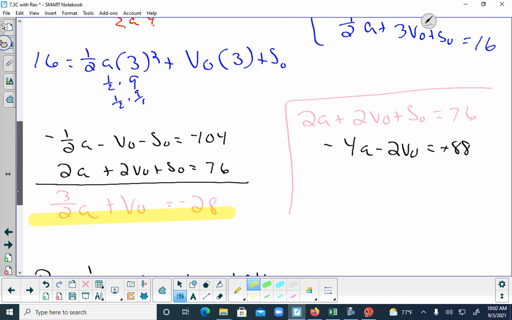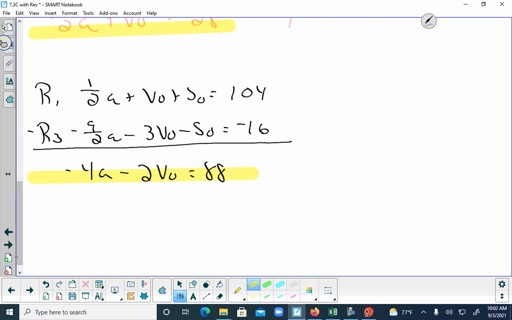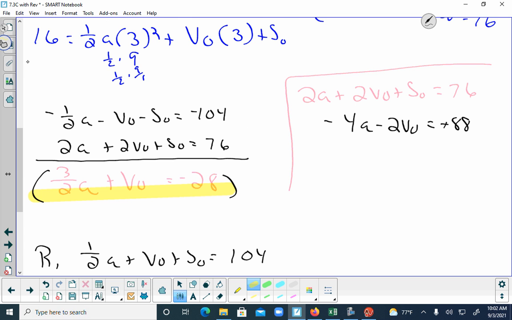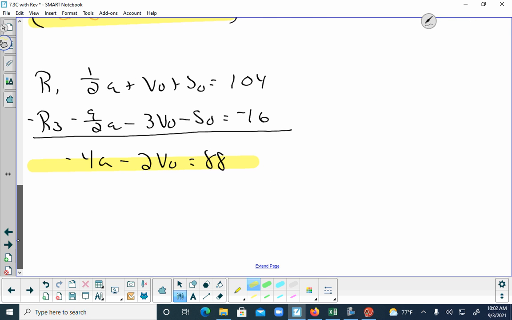So now what am I going to do? Set the two together. So I have that 2a plus v sub 0 is equal to negative 28. And then I have the 4a minus 2v is equal to 88. Which one do you want to multiply by what? Multiply the top one by 2. Okay, so I'm going to multiply this one by 2. So when I do that, what do I get?